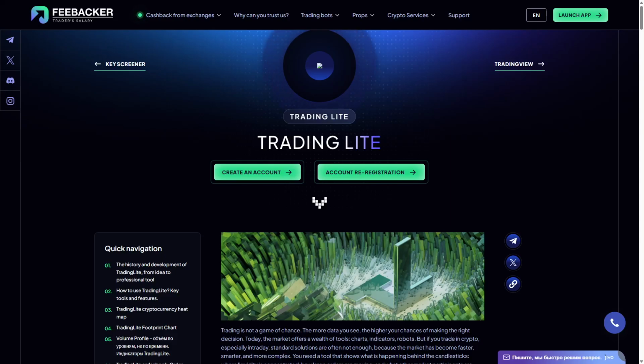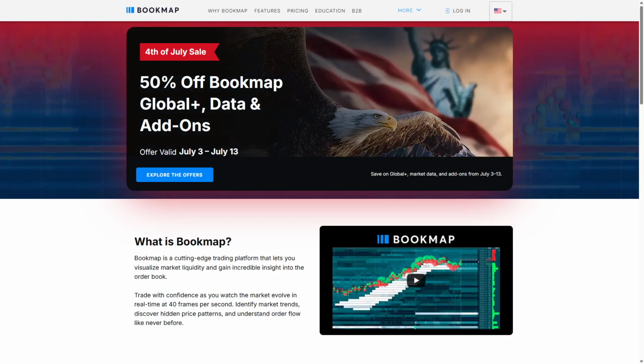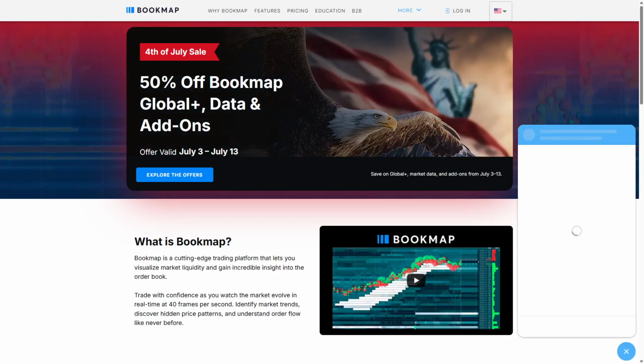TradingLite versus Bookmap, which order flow platform wins? Choosing the right order flow tool can transform how you read markets without missing critical trades. Both platforms offer unique features for tracking market depth and volume. TradingLite and Bookmap are powerful order flow platforms designed to visualize market liquidity and order book activity.